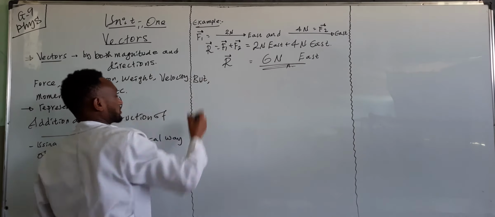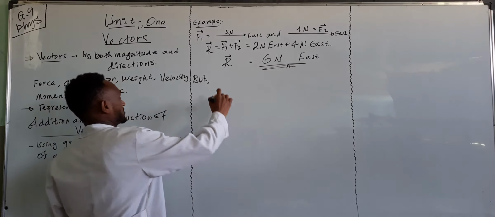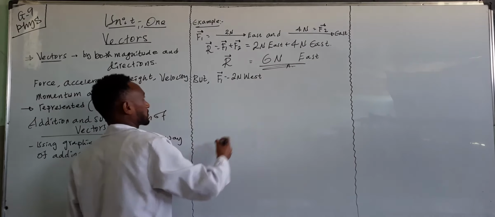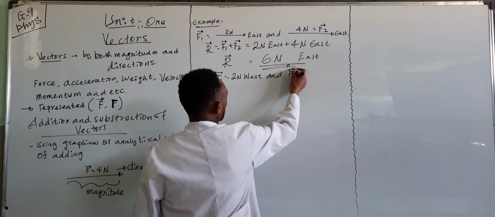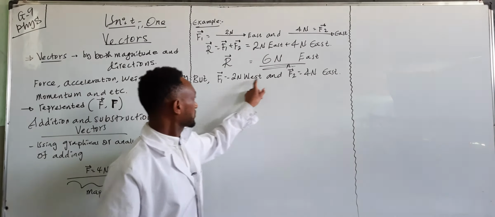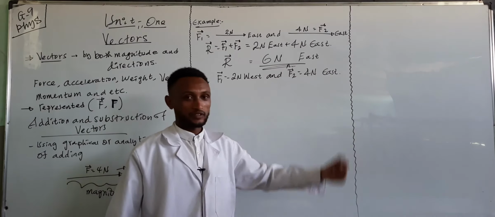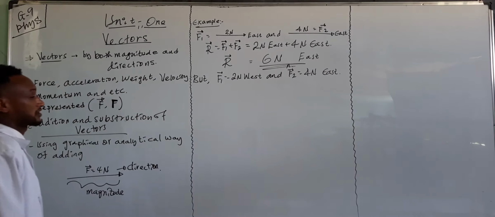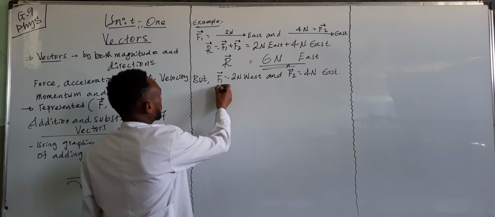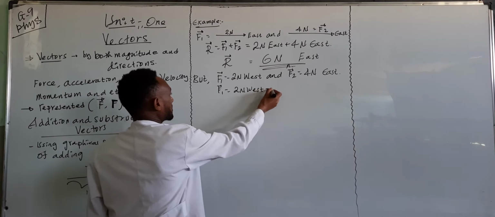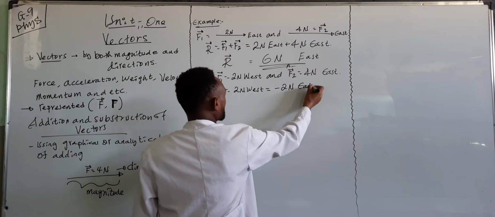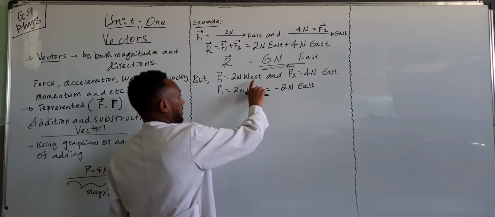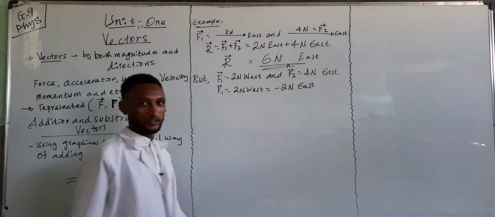But if their directions are not the same, if they are different, take force 1 equal to 2 Newton in the west direction and another vector, force 2, equal to 4 Newton in the east direction. Their directions are not similar. You must change one direction into the other, either this force into east or this force into west. Their directions must be similar to add them. Now force 1, which is 2 Newton in the west direction, is equal to negative 2 Newton in the east direction. That means the opposite of this 2 Newton force in the west direction, when you change the direction, is negative 2 in the east direction.